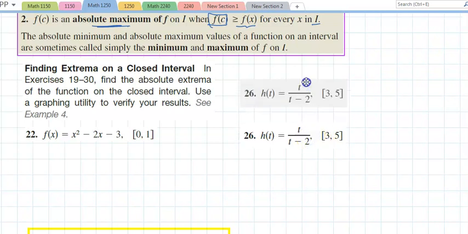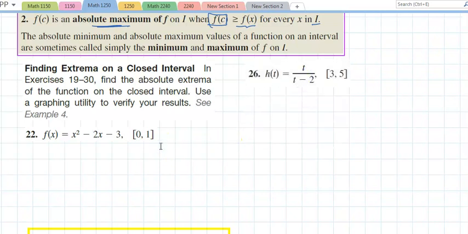They're both limited. So I could plug in 0, I could plug in 1. Let's see, f of 0? F of 0 is negative 3. How about f of 1? F of 1 is 1 minus 2 minus 3. That's a negative 4.